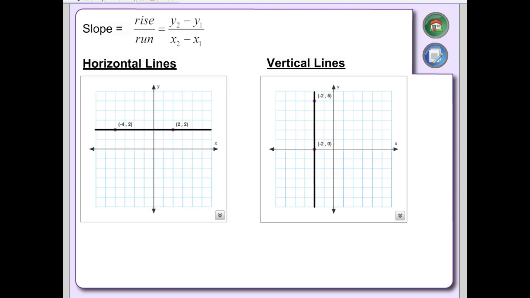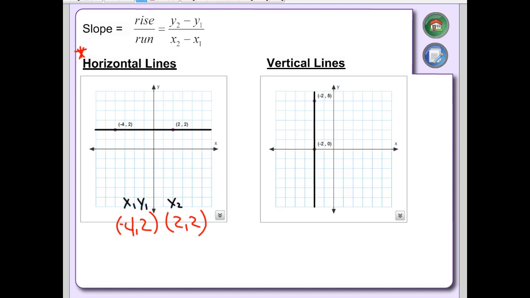Now, we've got this idea of horizontal lines and vertical lines. Okay, so let's look at our first idea of a horizontal line. If I look at that horizontal line, then let's see what happens here. If I take the 2 points that are listed, okay, we've got negative 4, 2, and we've got 2, 2. And if I plug those in to my slope formula, this is going to be x1, y1.